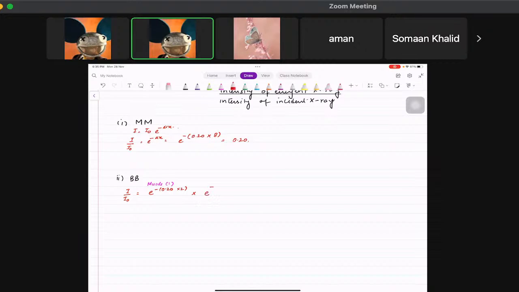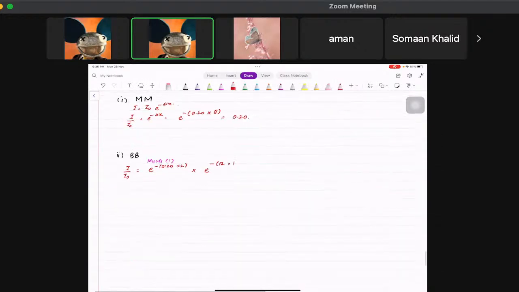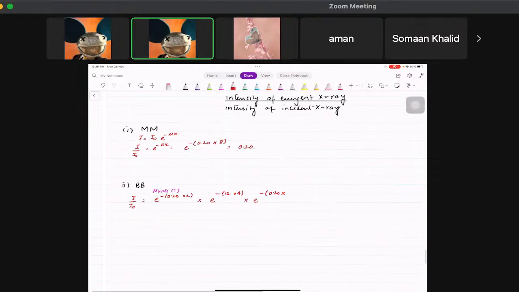Now bone's coefficient is 12, it's given right here, and the distance is 4, so I'm going to multiply 4 here, and then you multiply E, and then you say minus, and then 0.20 is the coefficient again. It only goes to 2, so I'm going to multiply 2. When you solve all this, this is muscle in the first section, this is the bone in the second section, and this is the muscle again in the third section. So this should give you somewhat like 6.4 times 10 raised to minus 22. Is that clear?